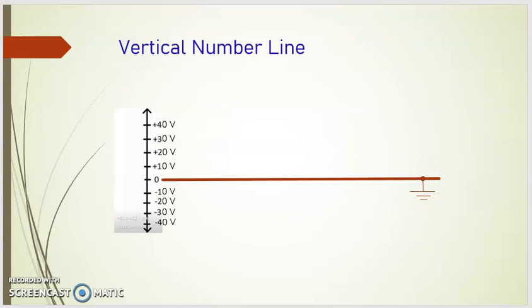The analogy we'll be using to solve these problems is the vertical number line. If this line represents a ground, anything below that represents a negative voltage, and anything above that represents a positive voltage. Positive 40 is greater than positive 20, which in turn is greater than 0, which is greater than negative 20, and negative 20 is greater than negative 40 volts.